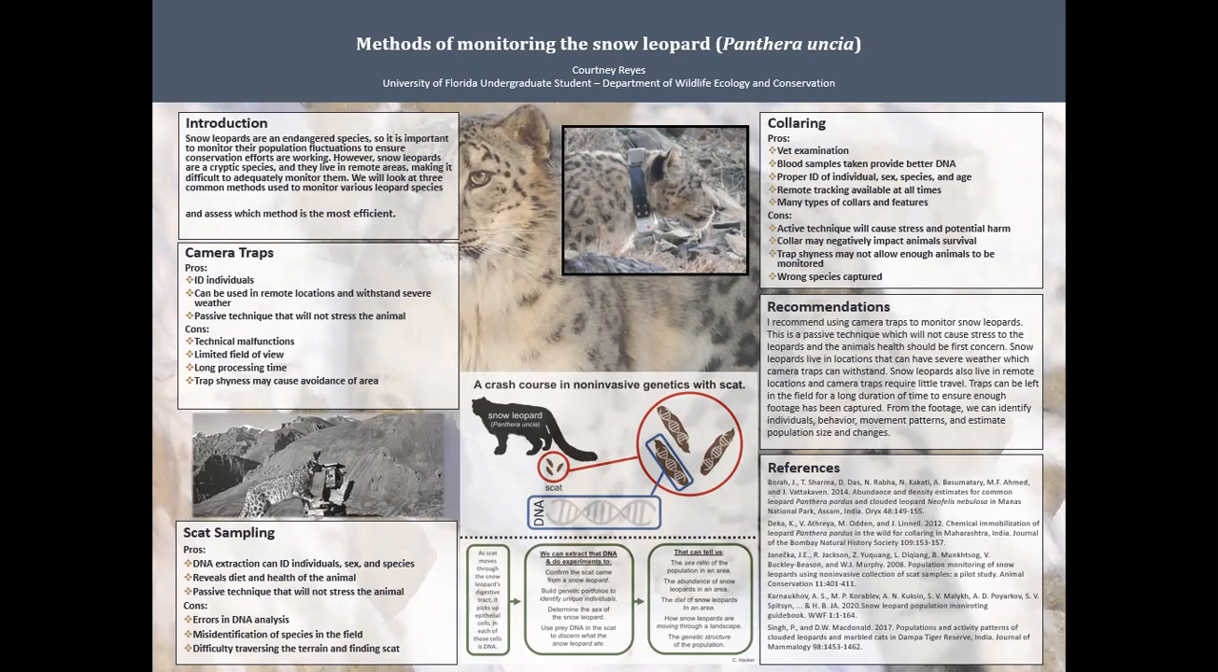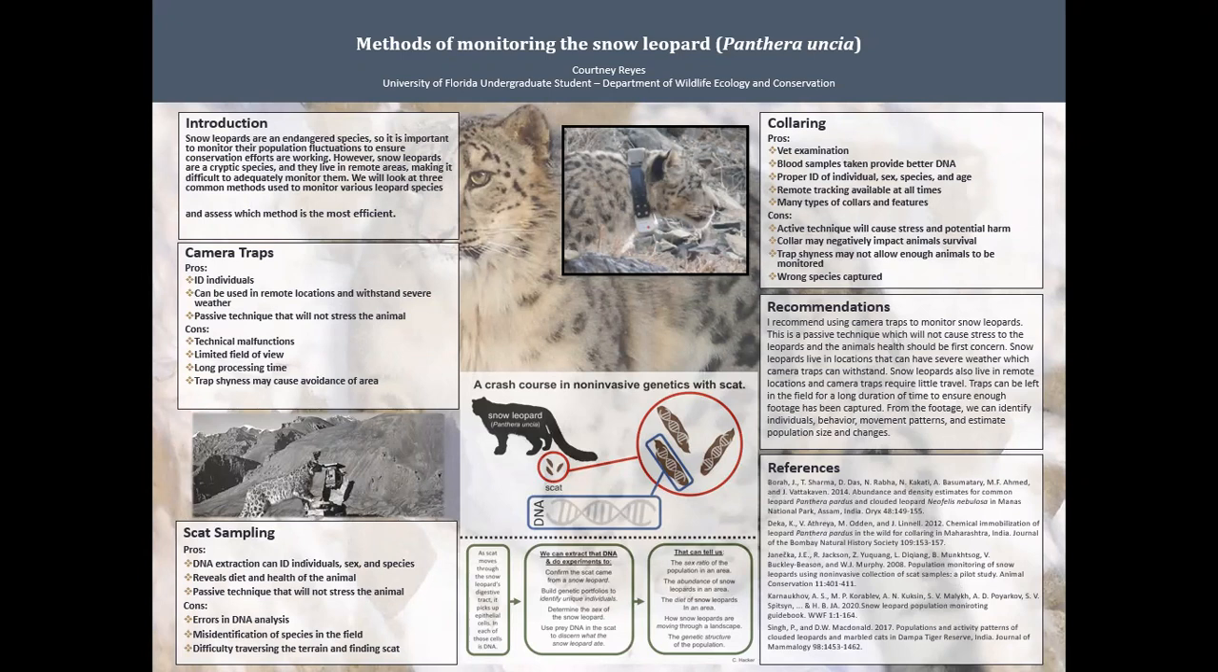And this is also a passive technique, so it will not stress or harm the animal. Some cons to this method are that there can be errors in DNA analysis, so there may not be enough DNA to confidently come to a conclusion. There can be misidentification of species in the field, so you may be collecting fox scat instead of snow leopard scat, and you may be skipping over snow leopard scat if you don't know how to properly identify it, and you won't know until you get in the field and analyze it for the species.